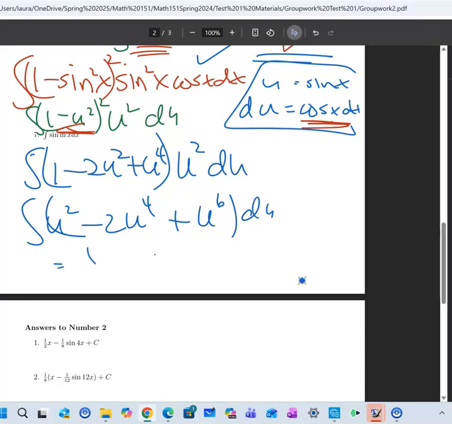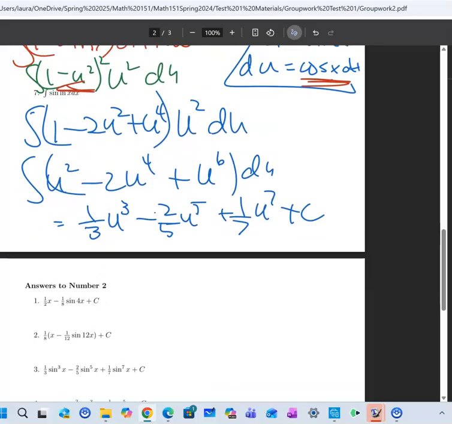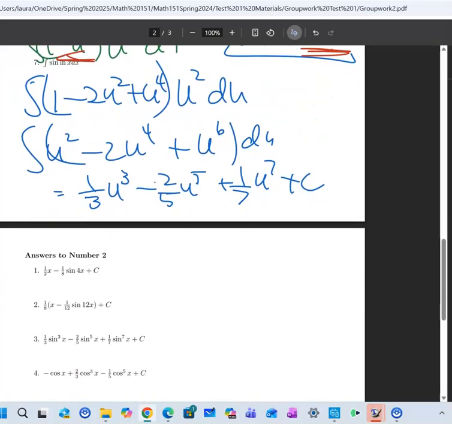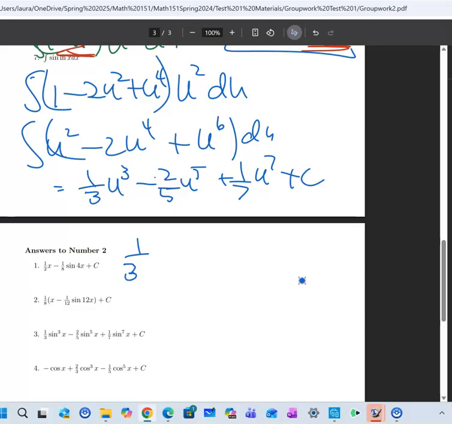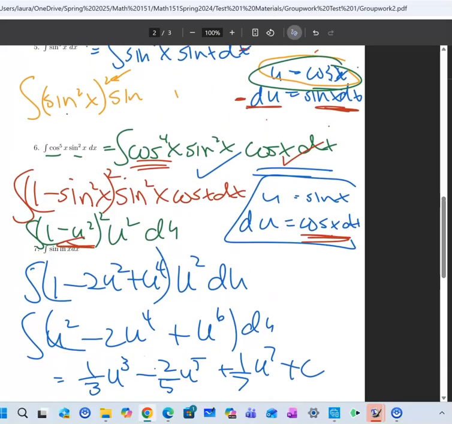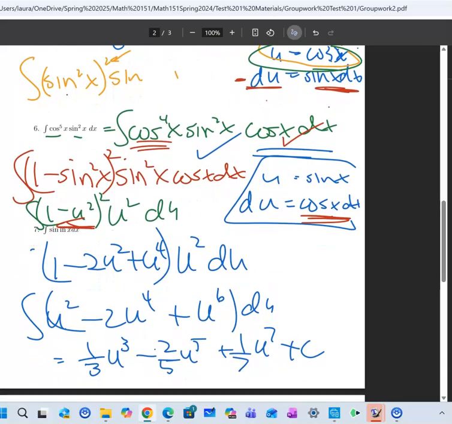exponents, right? So then I would get 1/3 u cubed, minus 2/5 u to the fifth, plus 1/7 u to the seventh. And then you would put the x's back in. So 1/3 sine cubed of x minus 2/5 sine to the fifth of x plus 1/7 sine to the seventh of x plus a c. All right, so let's go back and do a couple more here.